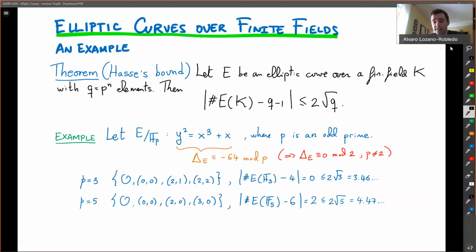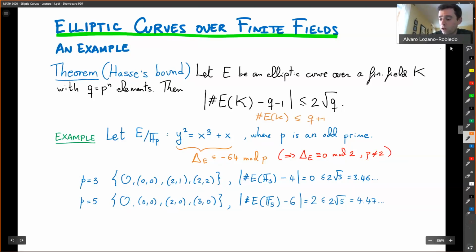We had a heuristic last time that the number of points over k should be about q plus 1 points. And the Hasse bound tells you what the error of that heuristic estimate is. It tells you that the number of points on an elliptic curve is bounded above by q plus 1 plus 2 times the square root of q, and below by q plus 1 minus 2 times the square root of q. So in order of magnitude, it is about q plus 1. That's the right order of magnitude, and then the error.